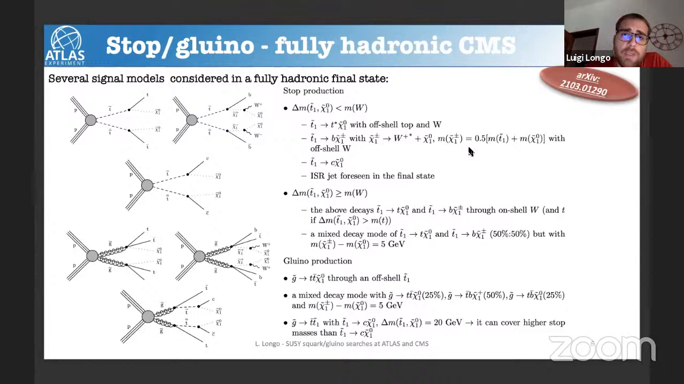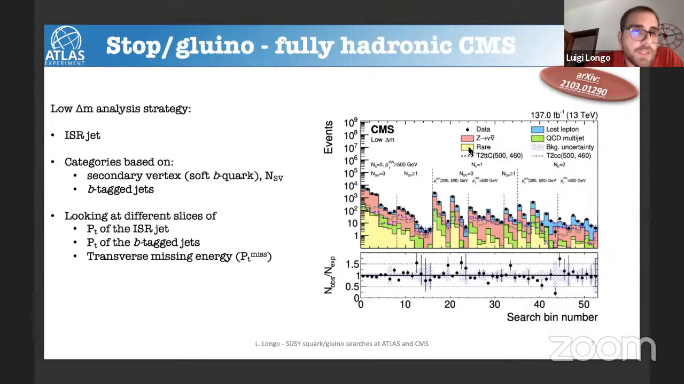So two different approaches were used for the stop analysis, depending on whether the mass splitting was above or below the W mass. If we start with the case where the mass splitting is lower than the W mass, we call this the low delta m analysis strategy.